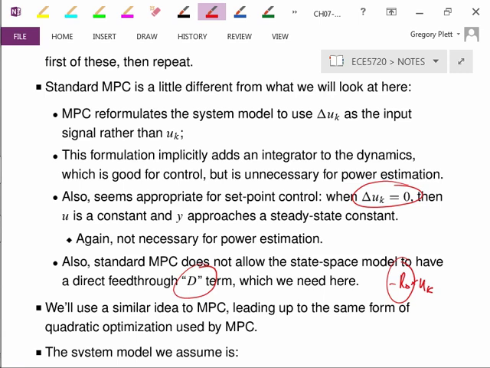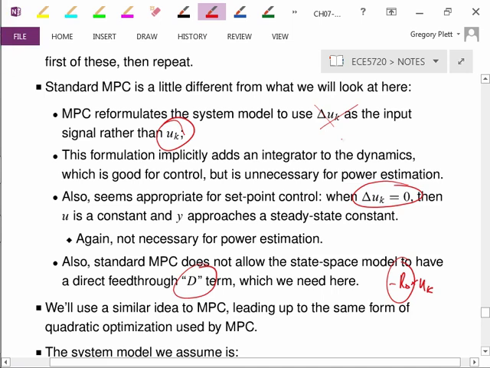So part of what we're going to do here is to do something like model predictive control in many ways, but not exactly the same as model predictive control, that allows us to have this D term and to use u_k as the input instead of delta u_k, and so forth.